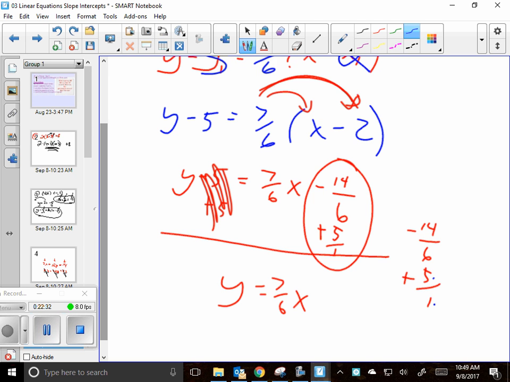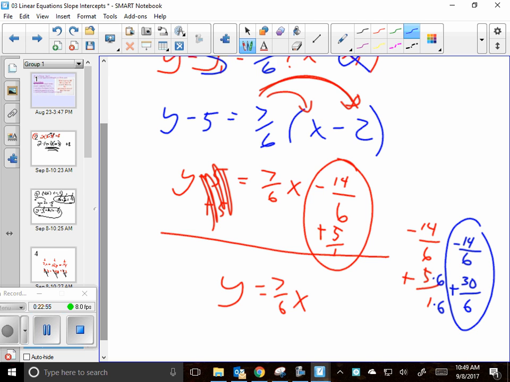So we need common denominators. I'm timesing by 6. I want you to process that for a second and see why that's smart to get a common denominator. So it's 30 over 6 and -14 over 6. Now they have a common denominator, so I can actually put them together.